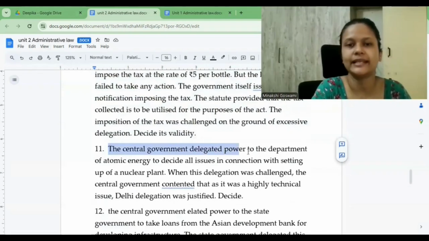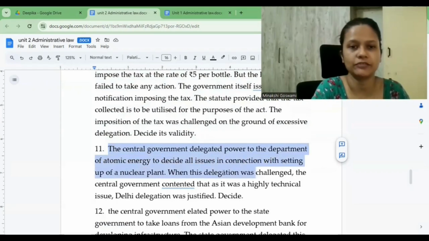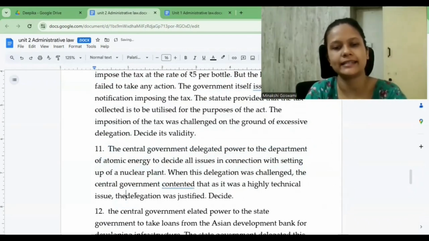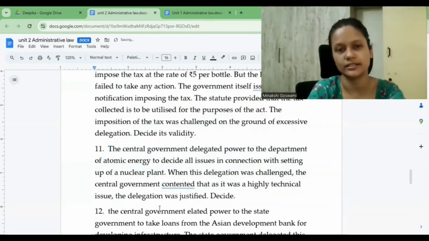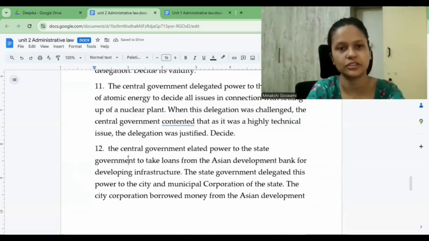The central government delegated power to the Department of Atomic Energy to decide all issues in connection with setting up of a nuclear plant. When this delegation was challenged, the central government contended that as it was a highly technical issue, the delegation was justified. You need to take a decision.